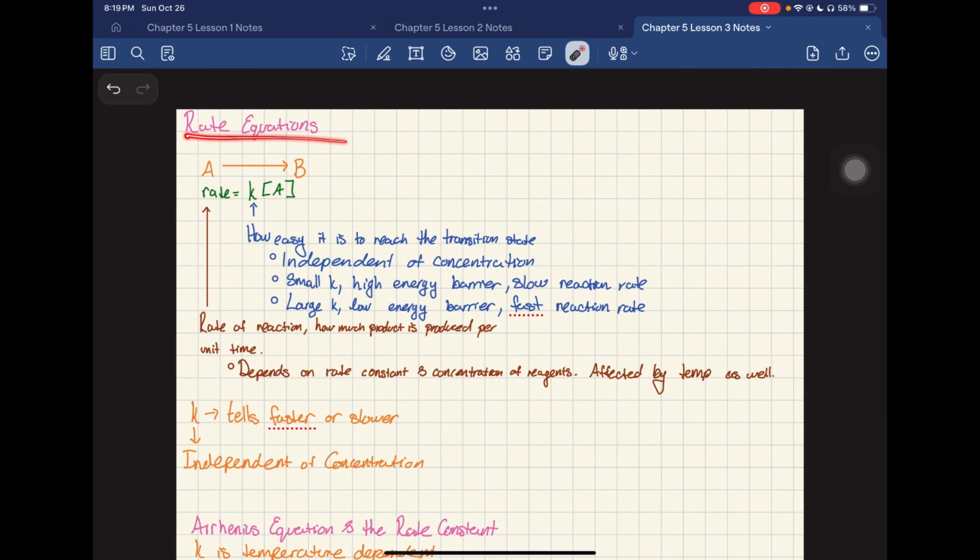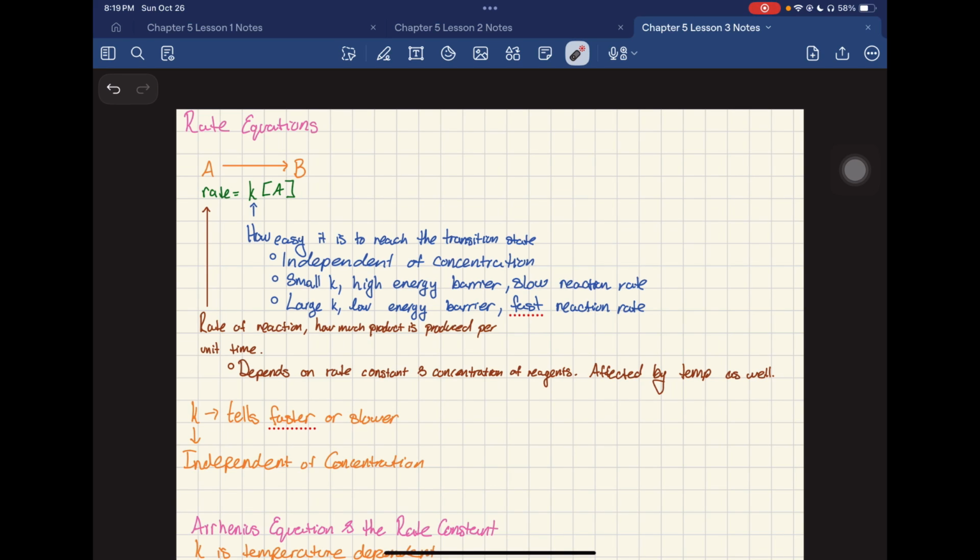So now we have rate equations, and there's a bunch of stuff to get through. I'd say just put it on your note card. So A to B, rate equals k times A. k is how easy it is to reach the transition state. Okay, it is independent of concentration. Small k means high energy barrier, slow reaction rate. Large k means low energy barrier, fast reaction rate.